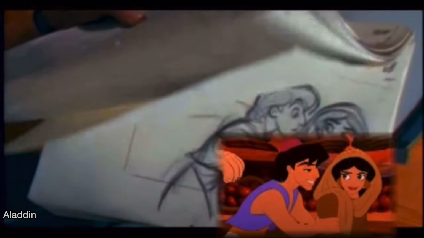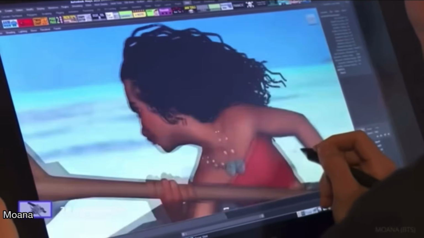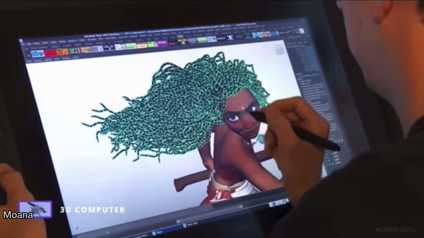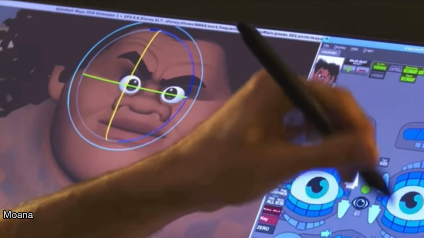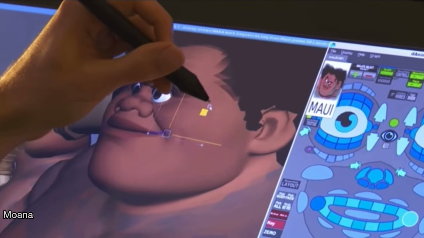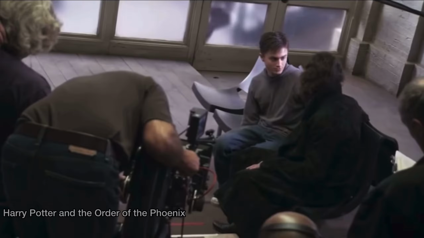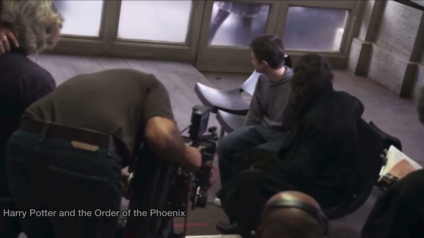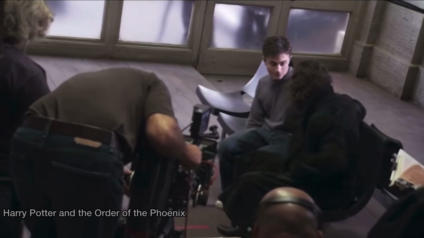Just some quick definitions real fast to make sure we're all on the same page. 2D animation is when each frame is drawn by hand, whether on paper or in the computer, and then the cells are colored in. 3D animation is when you have created a model, rigged it up, and then you manipulate it in a computer in a 3D space, kind of like a puppet. And then live action, of course, as we all know, is using a camera and capturing real-life people in the real-life world. So let's go ahead and just jump right into it.